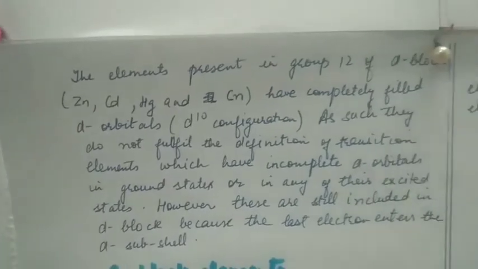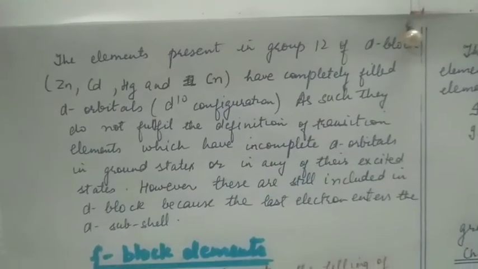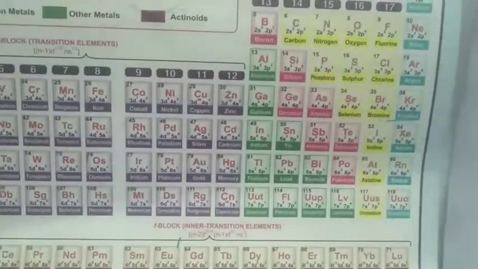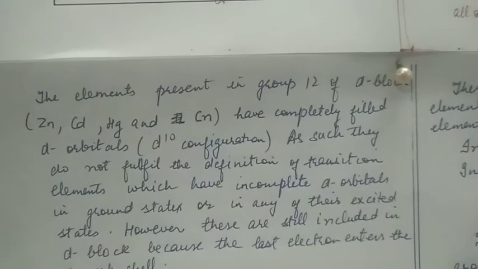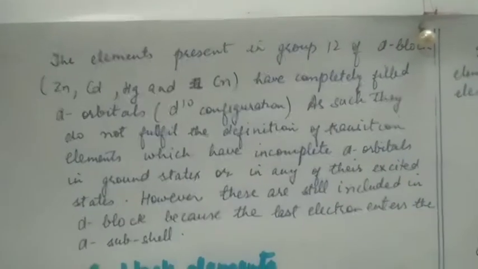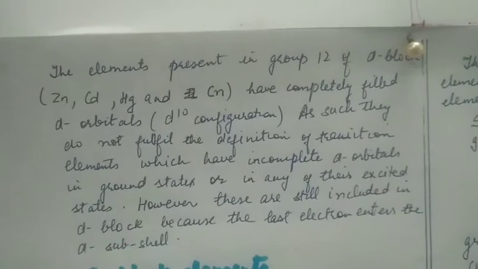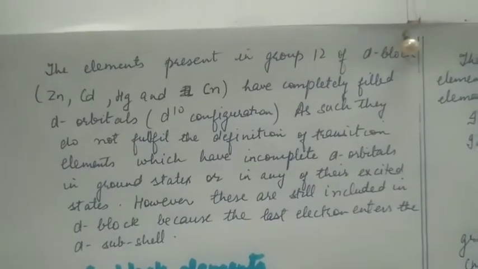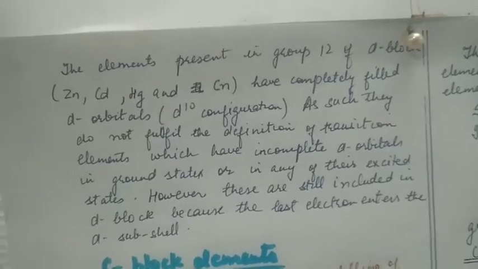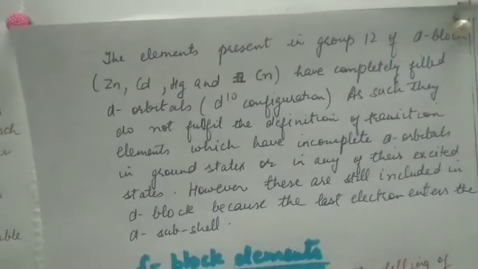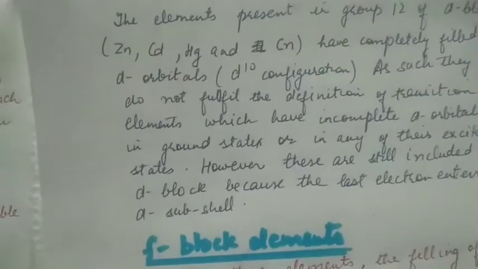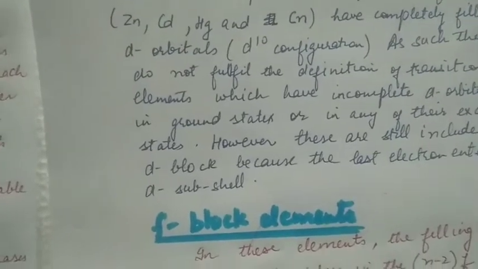The elements present in group 12 of the d block, zinc, cadmium, mercury, copernicium, have completely filled d orbitals and d10 configuration. As such, they do not fulfill the definition of transition elements, which have incomplete d orbitals in the ground state or in any of their excited states. However, these are still included in the d block because the last electron enters the d subshell.